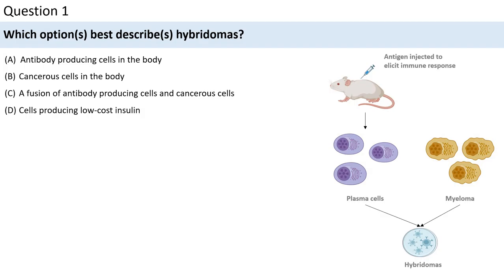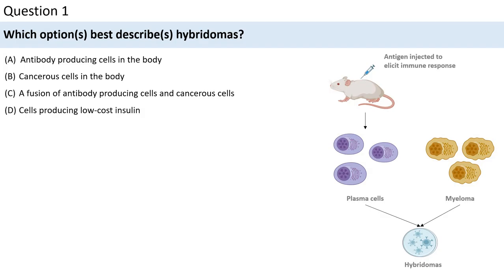So what will be done here is it will be selected on a HAT medium, so hypoxanthine, adenine and thymidine medium, in which these plasma cells, as we already know, are short-lived cells. So even if a plasma cell and a plasma cell are fused, that is not going to survive for a long time, because the experiment will be incubated in such a way that only the long-lived cells can be picked for further selection.